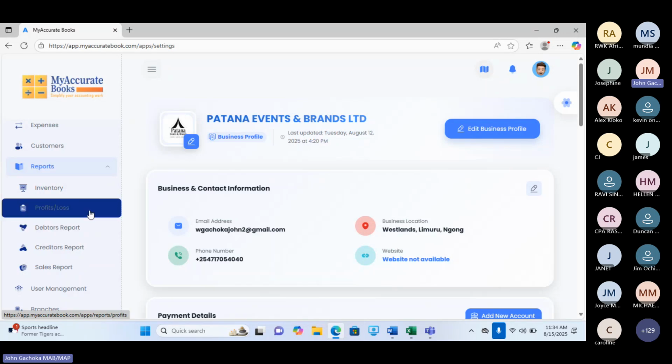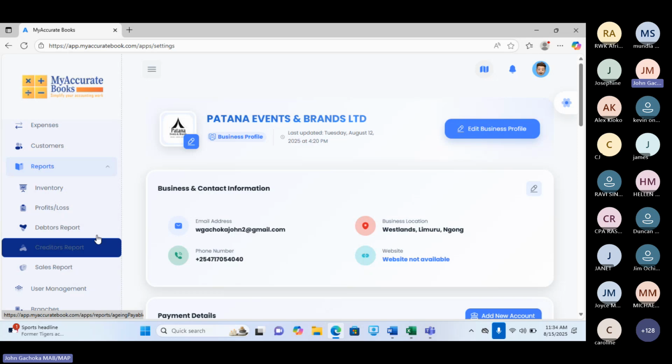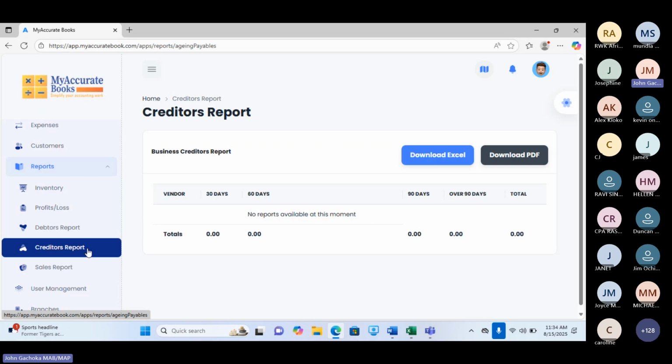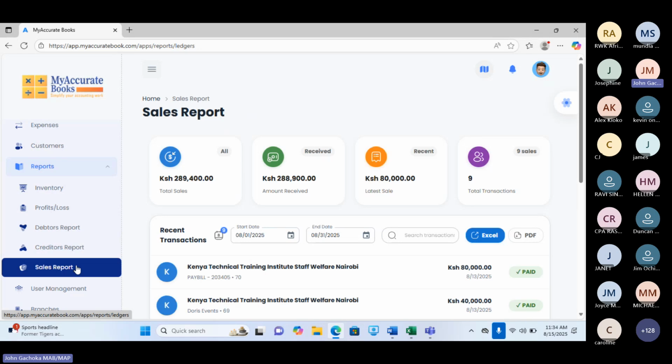Now, when it comes to reports, under this package, standard package, you're able to get your inventory report. You can generate a P&L report. You are able to see any person who owes you, or any debit note that you've created, or credit note that you've created. After that, you can get your sales report. This is information on receipts that you've generated or invoices.